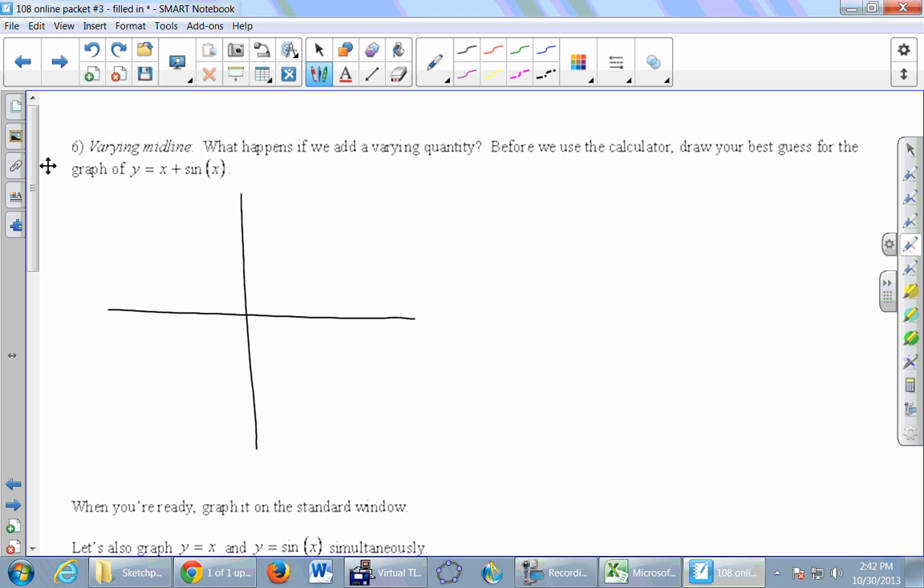Okay, so what I'm going to do first is just graph y equals x. So that'll be our regular line going right through the origin.